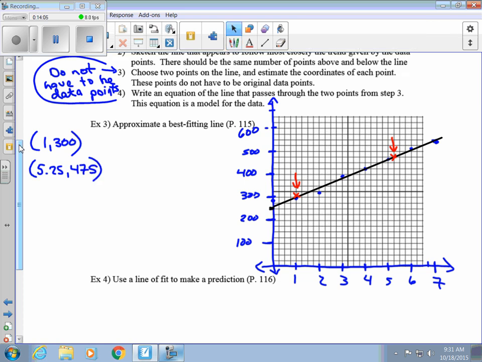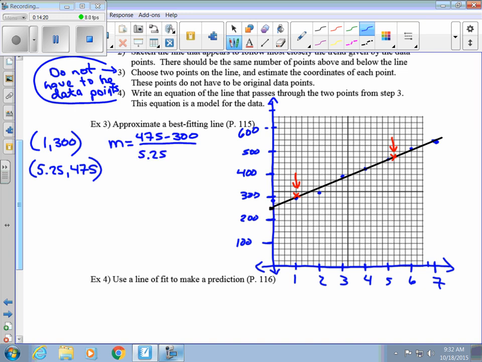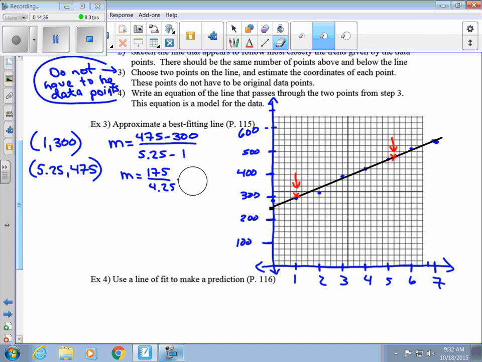Now we looked in section 2.4 on how to write equations of lines. And so we're going to do that. We always have to find the slope first. So to find the slope, we're going to go 475 minus 300, subtract the y's over subtracting the x's, so 5.25 minus 1. Well, that's going to give us 175 over 4.25, which is approximately 41.2.